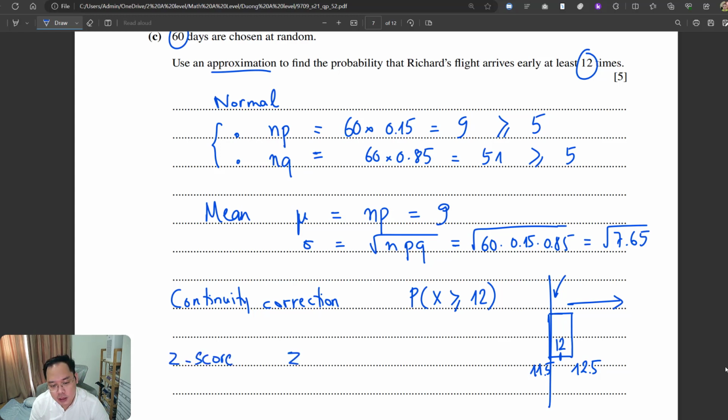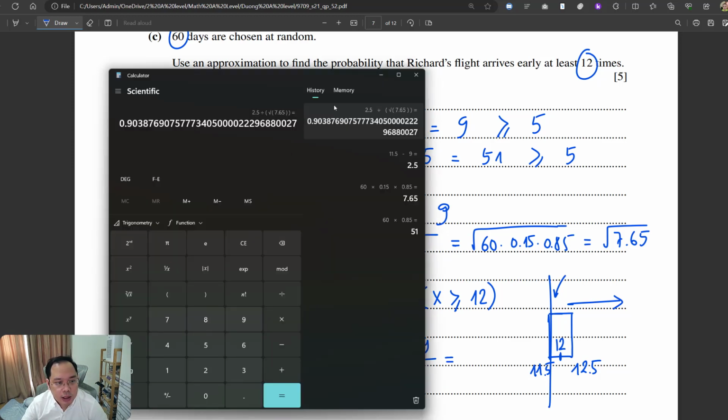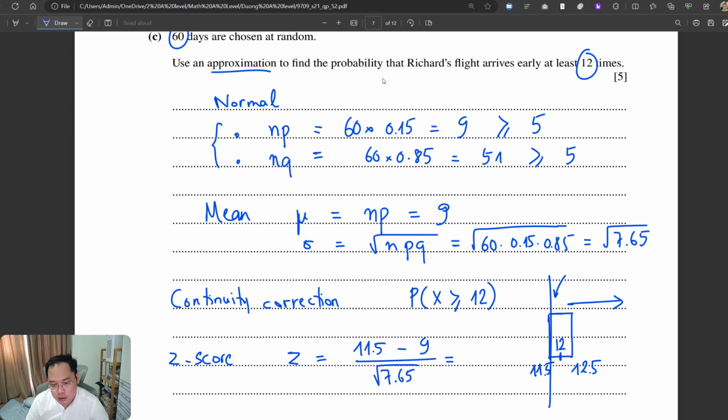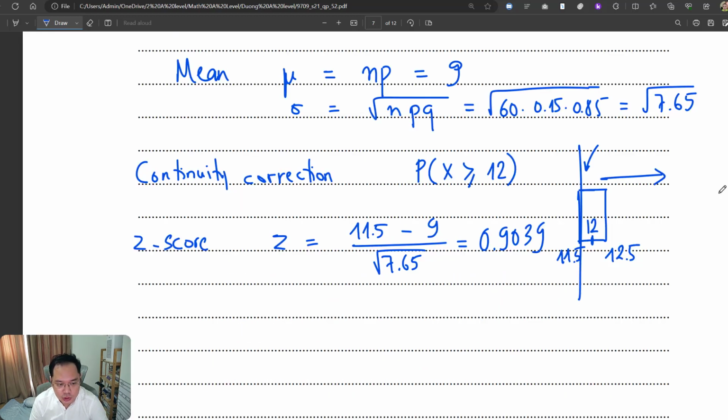The next thing we calculate is the z-score. Z is equal to 11.5. We deduct 0.5 from the 12, getting 11.5, and then subtract the mean 9 and divide by the standard deviation, the square root of 7.65, and we get the z-score 0.9039.